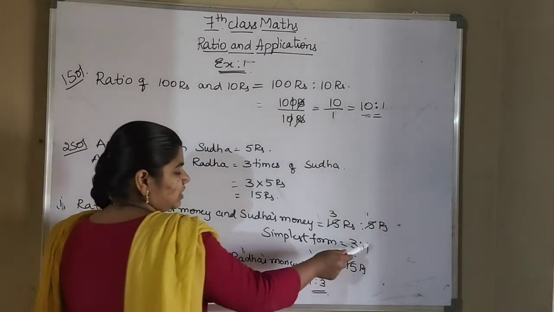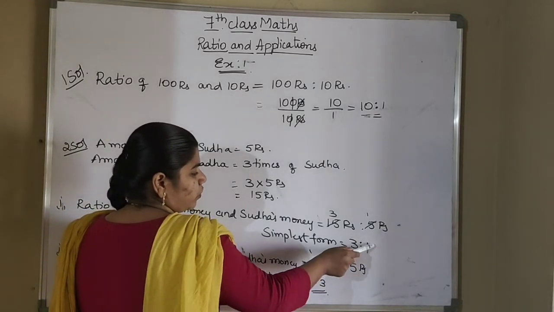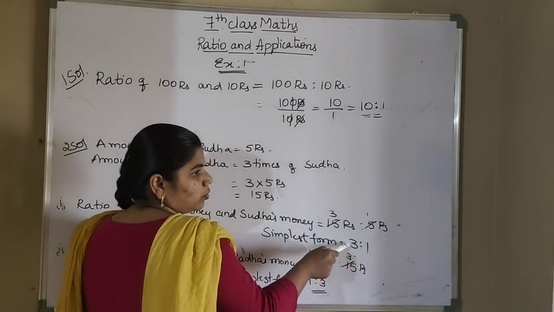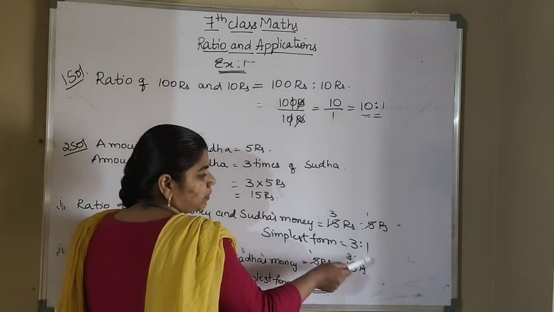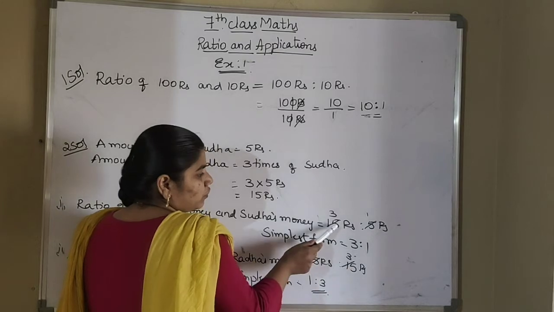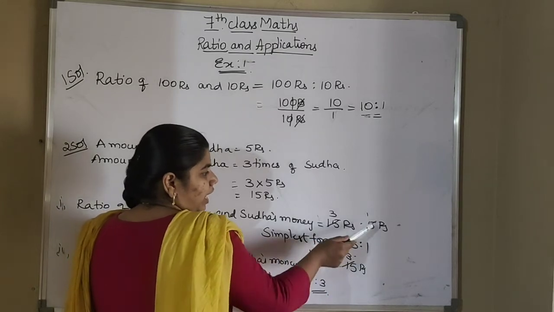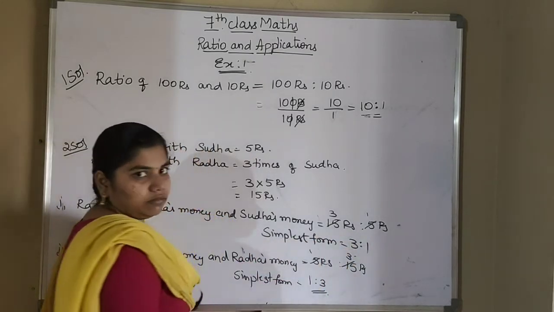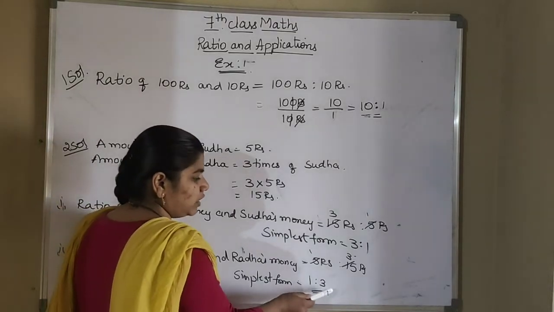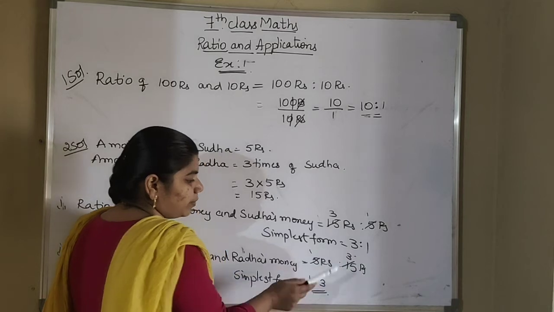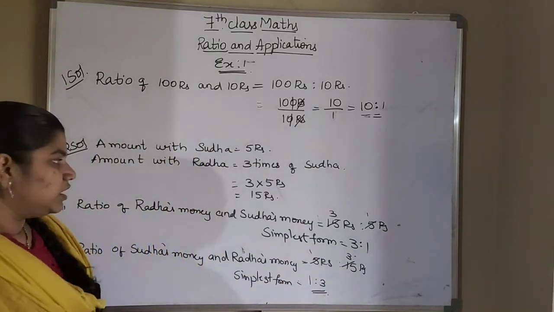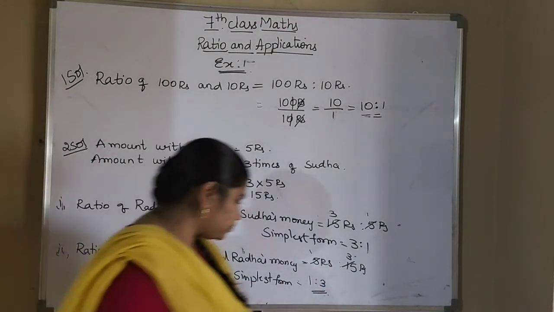If you want to write this ratio in the form of a result, the answer will be in the form of 3 multiples and 1 multiple. So 15 is a multiple of 3 and 5 is also a multiple of 1. In the same way, 1:3: 5 is a multiple of 1 and 15 is also a multiple of 3. So this is how we will find it.